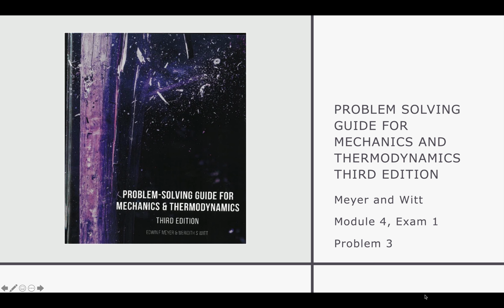This is a walkthrough of Problem 3 on Exam 1 of Module 4 in the book Problem Solving Guide for Mechanics and Thermodynamics. Problem 1. We have a 1,000 kilogram car going around a curve at a speed of 25 meters per second. The curve has a radius of 15 meters. It's banked inward at 15 degrees. The frictional force is enough to keep the car going in the circle.